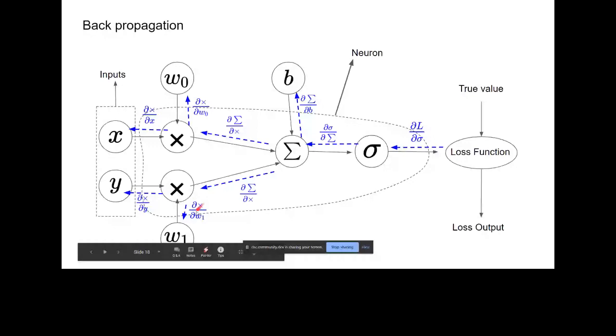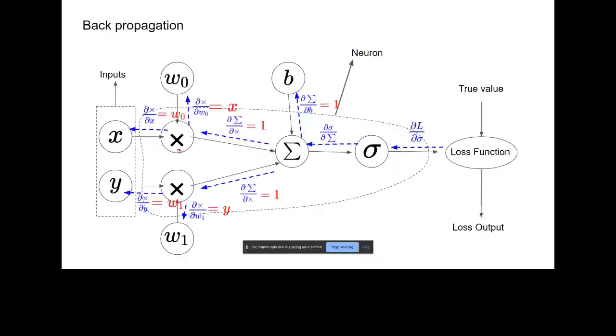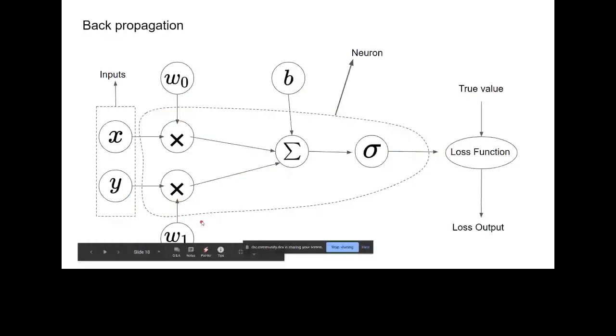So some of these terms are actually fixed. If I can evaluate them, this term over here is just one, because I am differentiating the output of the summation with respect to one of the terms, which is just one. And then similarly, this term over here is just equal to y, because the output over here was w1 into y, and if I differentiate this with respect to w1, that will be equal to just y. So that's why this term is y.